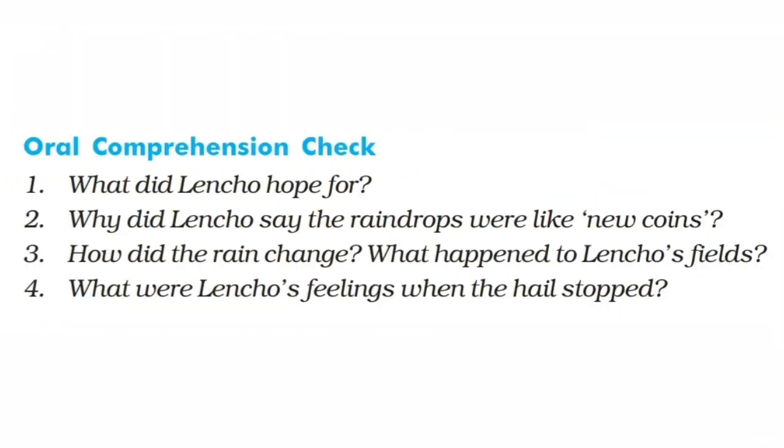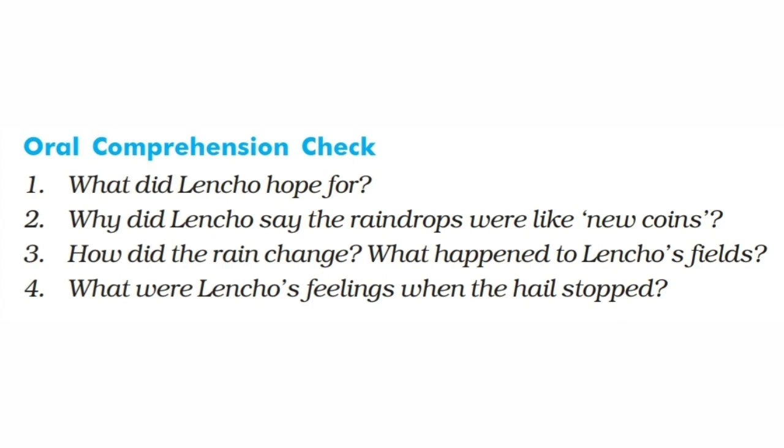Now let us move to the oral comprehension check. I'll just be dictating, you write down. What did Lencho hope for? Lencho hoped for a good rain as it was much needed for a good harvest. Why did Lencho say the raindrops were like new coins? Lencho's crops were ready for harvest, and raindrops would have helped him get a better harvest, resulting in more prosperity, so Lencho compared them with new coins.